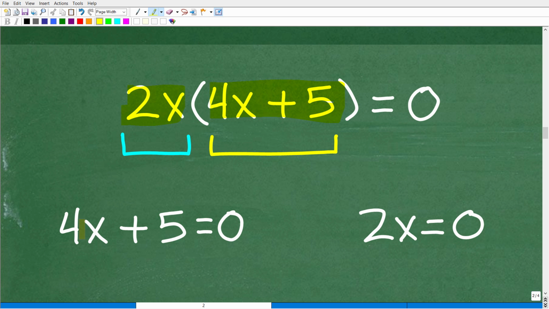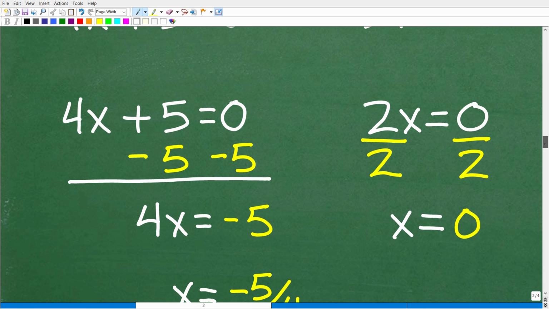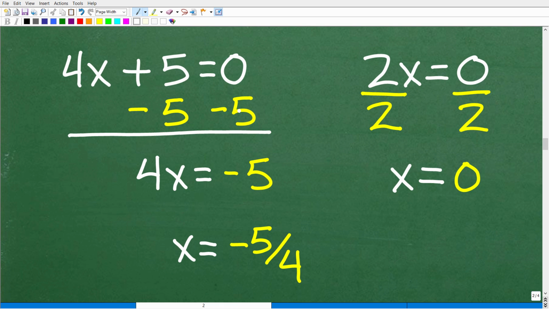All right, so let's go and take each factor here. 4x plus 5, we'll set that equal to 0, and 2x, we'll set that factor equal to 0, and then we're going to solve these respective values for x. Let's go and do that right now. So 4x plus 5 is equal to 0, so we're going to subtract 5 from both sides of the equation. We get 4x is equal to negative 5, and then all we have to do here is divide both sides of the equation by 4.